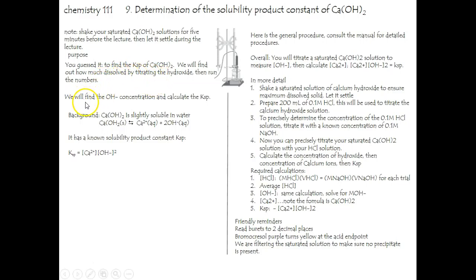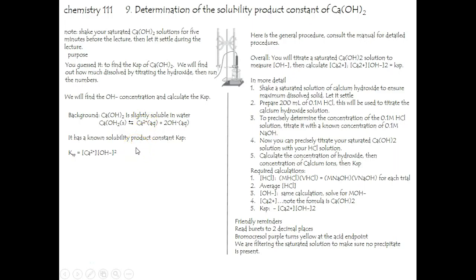Here's the background. Calcium hydroxide is slightly soluble in water, and here's the equilibrium. It looks like there should be a closed parenthesis right there. Calcium hydroxide as a solid, notice that there are 2 hydroxides for each calcium, exists in equilibrium in a solution with its dissolved ions, the calcium 2+ ion and the 2 hydroxide ions. Notice that the concentration of the hydroxide is twice the concentration of the calcium once it dissolves.